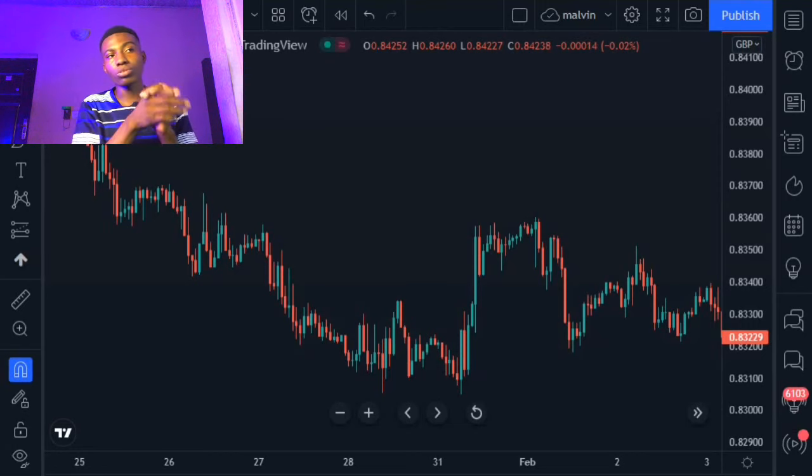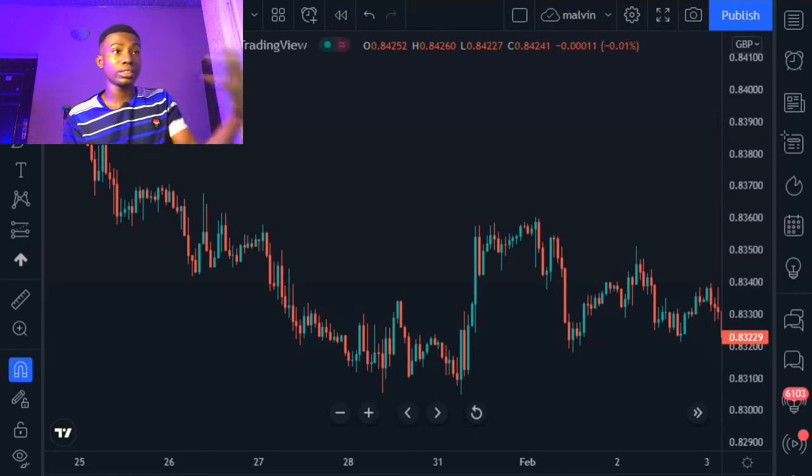So with that being said, I'm going to show you how you can use price action, and in the case where you don't use any indicator, you can easily apply this. So with that being said, let's dive into the chart.